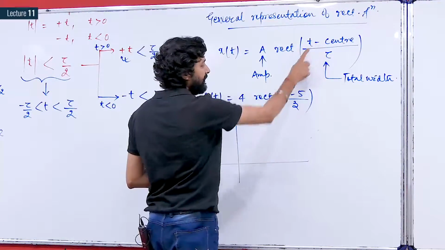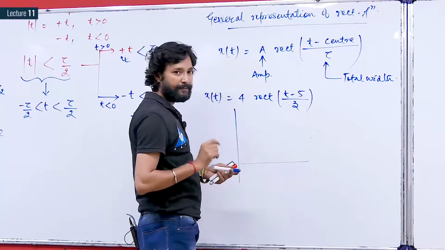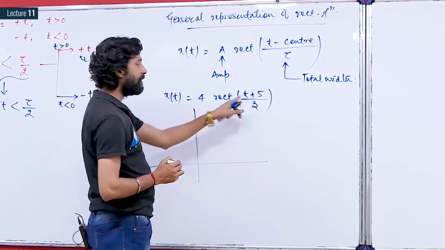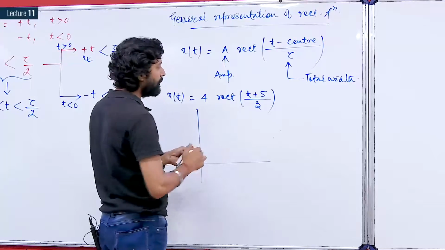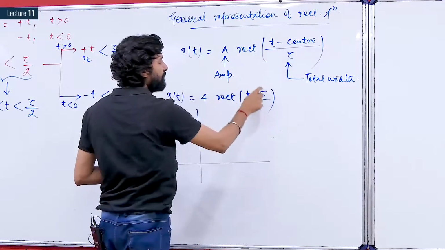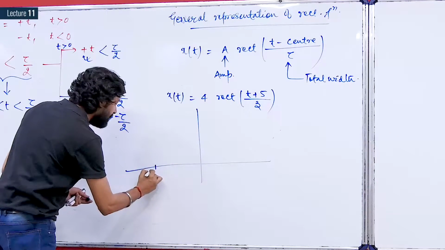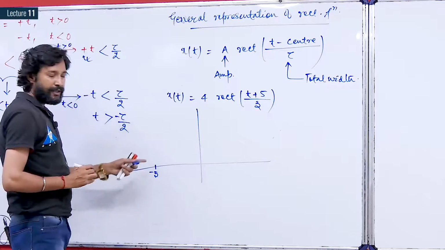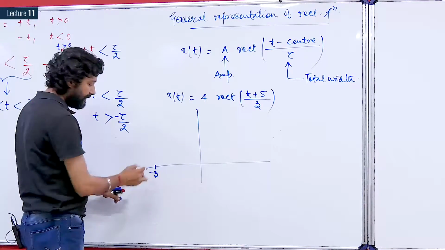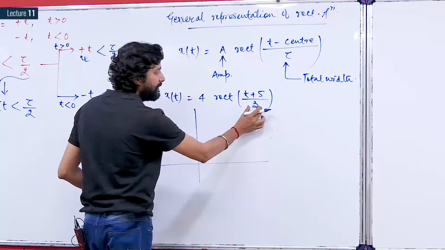If it is a minus sign, as given here, then the center will lie at plus 5. If we take x of t as 4 rectangle of t plus 5 by 3, then comparing this expression with the standard representation, you find the value of the center to be minus 5. It means this function will be centered at minus 5. So you are going to plot a rectangle that will be centered at minus 5, and the total width of this rectangle is going to be 3.